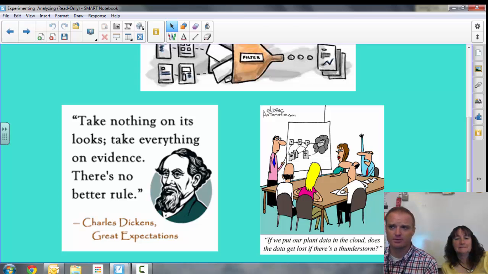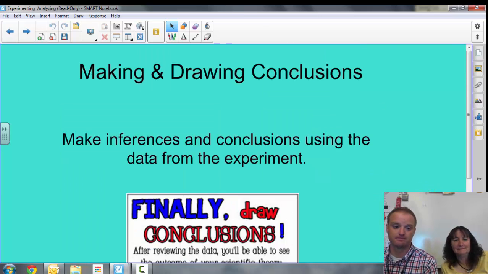This is probably the toughest part when we're first doing experiments, to understand what you mean by analyzing data. It's trying to make sense of it. What are the numbers actually telling us? Then we have to take that data and draw conclusions. So you make inferences and conclusions using that data.